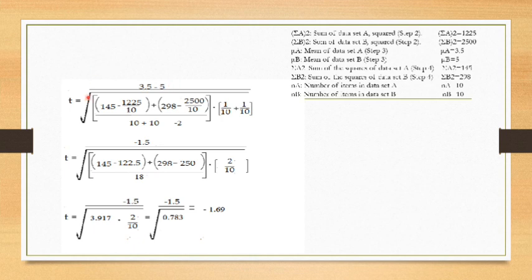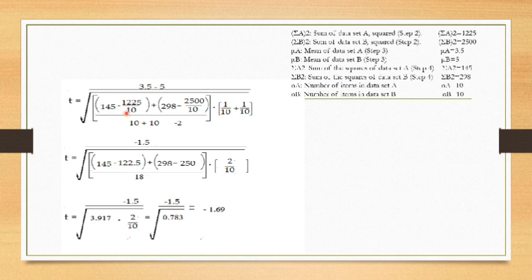Let's proceed to the next slide. We have put everything in, so the next slide is to insert the numbers into the following formula and solve. T is equal to 3.5 minus 5, the means of data set A minus the means of data set B. We now have 145, the sum of squares of data set A.